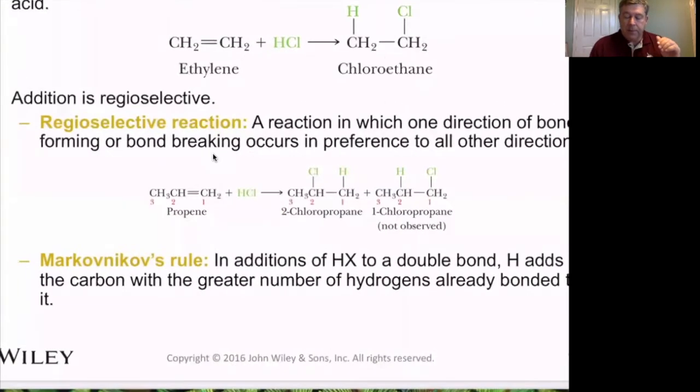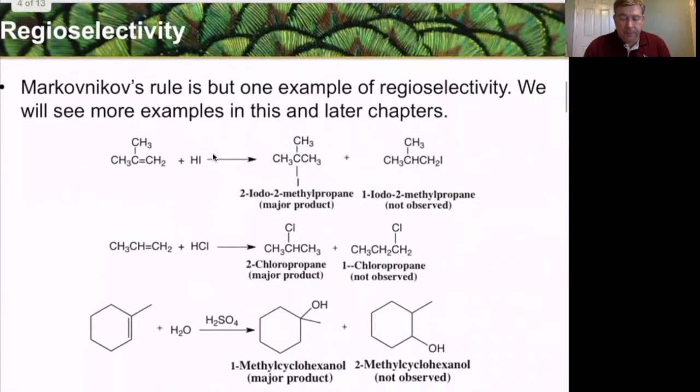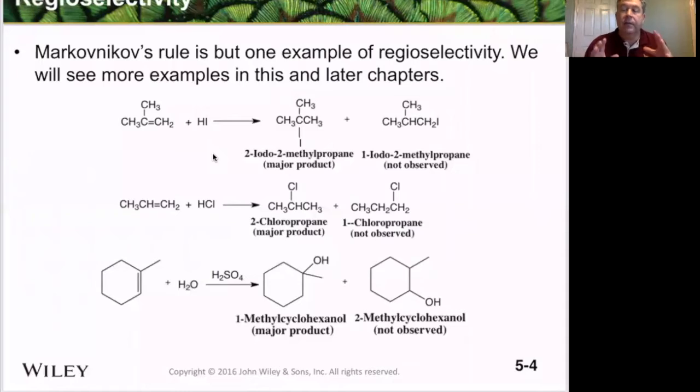Now, this observation led to what we call Markovnikov's Rule. Markovnikov's Rule states that in the addition of an acid halide, or HX, to a double bond, the hydrogen adds to the carbon with the greater number of hydrogens already bonded to it. By the end of this video, we're going to know exactly why it does that. So let's look at this regioselective reaction again. Using Markovnikov's Rule, we can actually predict which side of this acid halide will react, where the halide would be, or where the hydrogen would be.